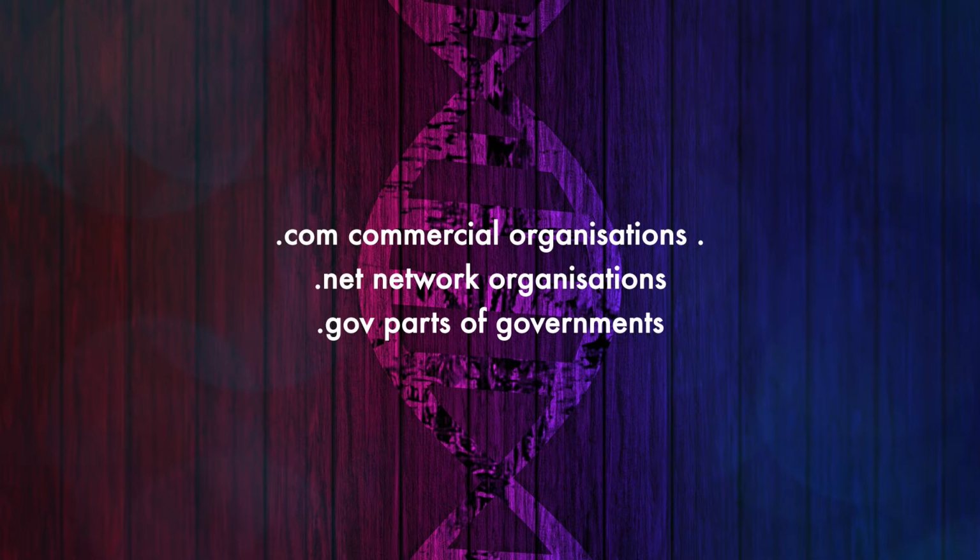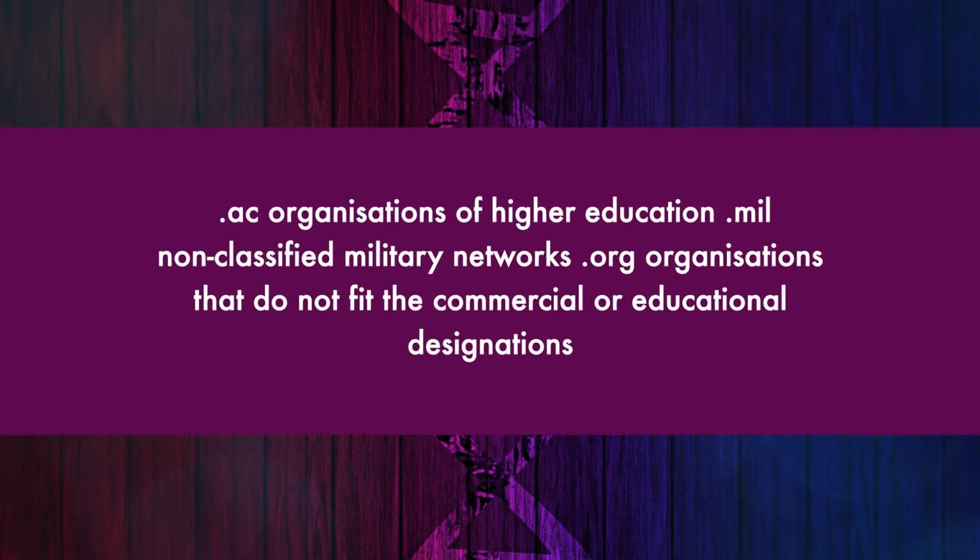Now, let us see .net. .net means network organizations. Then .gov means that that particular organization is part of government. Then .ac, these are the organizations of higher education. Then .mil means that these are non-classified military networks. .org, these are organizations that do not fit the commercial or educational designations.